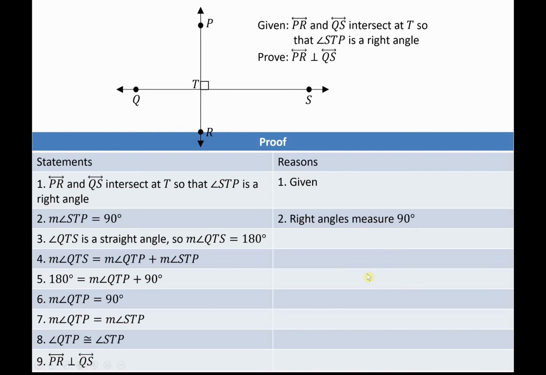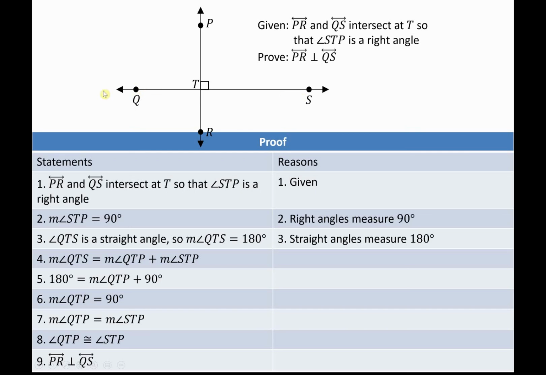That's the definition, right? Okay, so then moving on to statement 3, angle QTS is a straight angle. So measure angle QTS is 180 degrees. I'm claiming that this angle measures 180 degrees. It's a straight angle. Do I get to claim this? Yes, I do. I'm using the definition of straight angles, and I am using the figure.